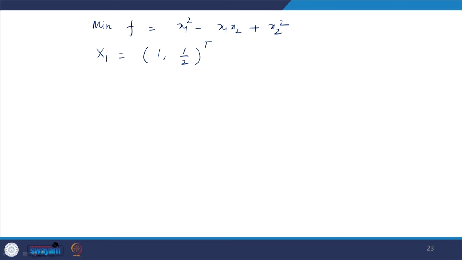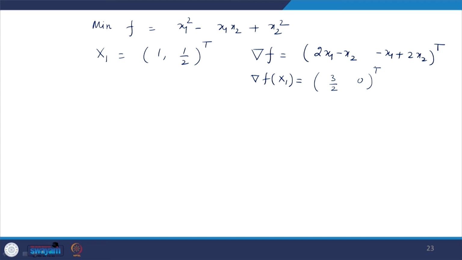First, let us find the gradient of f. The gradient of f is 2 x 1 minus x 2, and minus x 1 plus 2 x 2, whole transpose. Now, what is the gradient of f at the initial point x 1? Put x 1 equal to 1 and x 2 equal to half. So, 2 minus half is 3 by 2, and minus 1 plus 1 is 0. So, it is 3 by 2, 0 transpose. This will be the gradient of f.